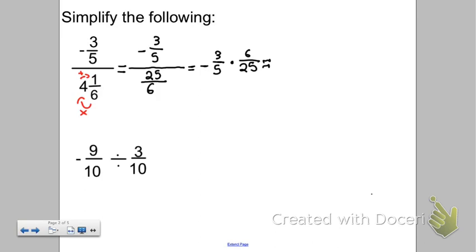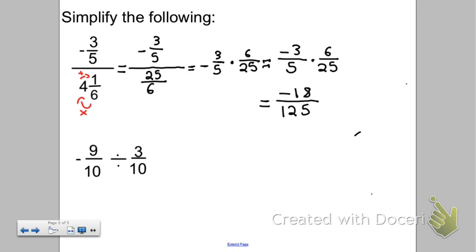Just like the lesson from yesterday, this negative sign can go to the 3 or it can go to the 5. I'm going to put it with the 3. We have -3/5 times 6/25. Now, I can just multiply across. -3 times 6 gives me -18. 5 times 25 gives me 125.